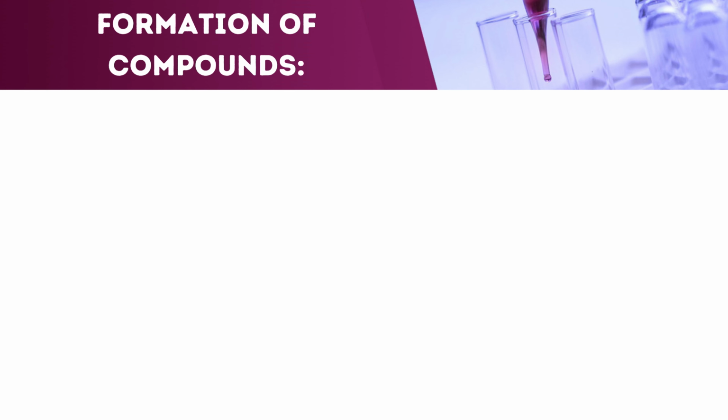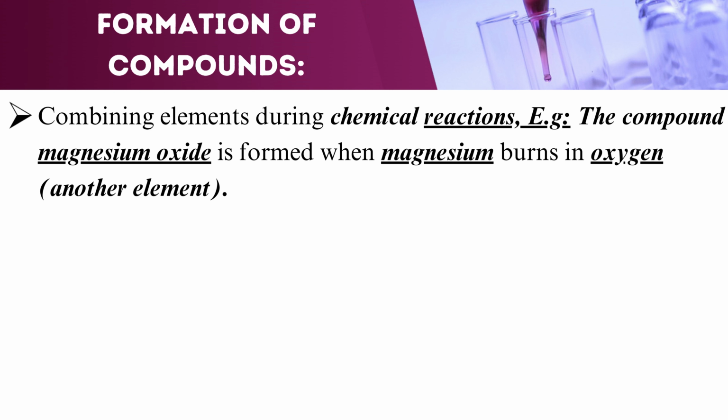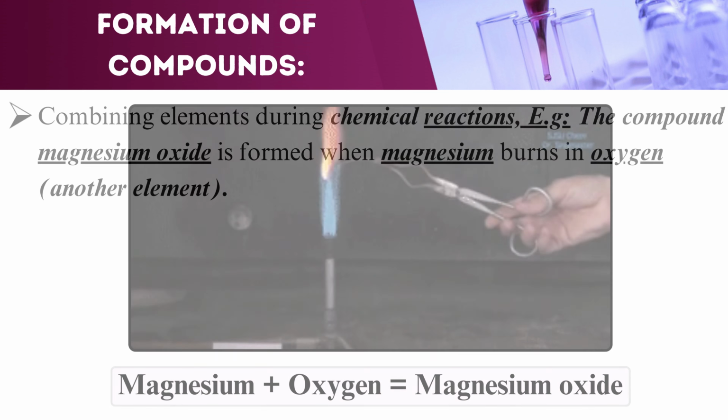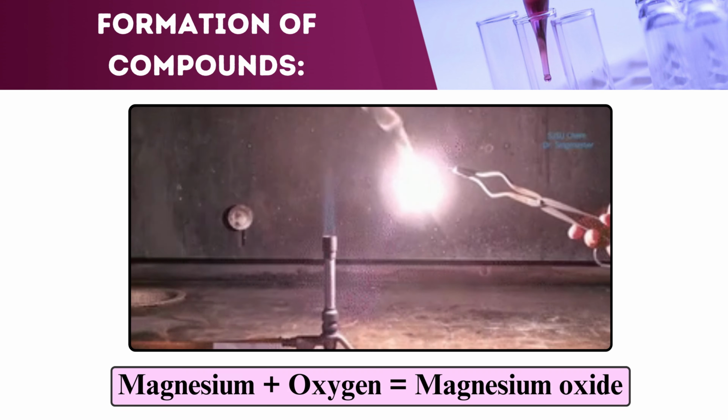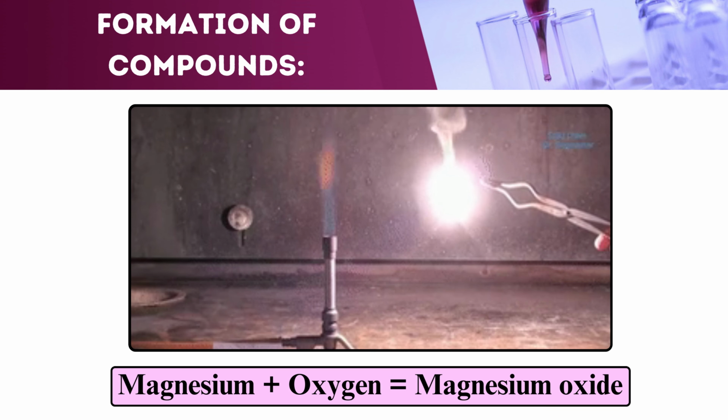Formation of compounds. Combining elements during a chemical reaction. For example, the compound magnesium oxide is formed when magnesium burns in oxygen, another element. Magnesium plus oxygen goes to make magnesium oxide.